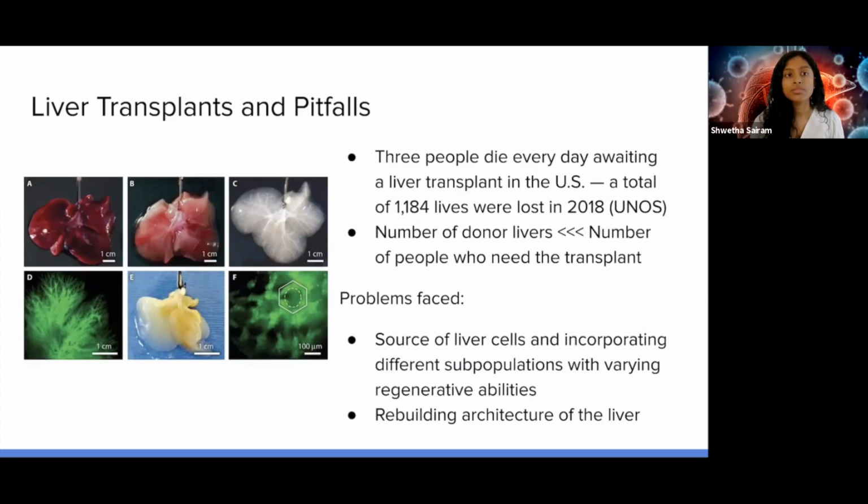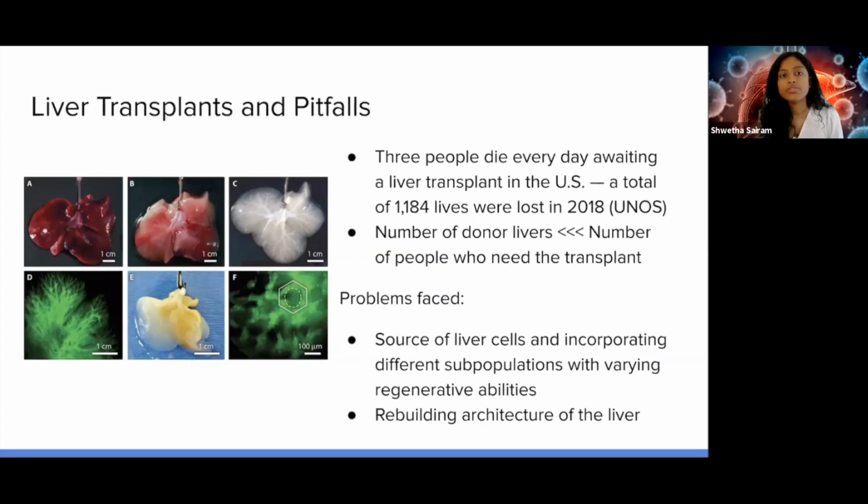The biggest problems that researchers face when trying to rebuild the liver include sourcing of liver cells. They are quite limited in number, variable in quality, and unable to be expanded in vivo. If used incorrectly, they can also cause severe fibrogenic responses, which does more harm than good.